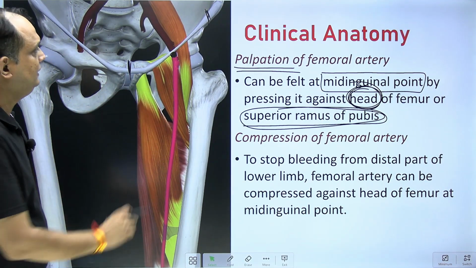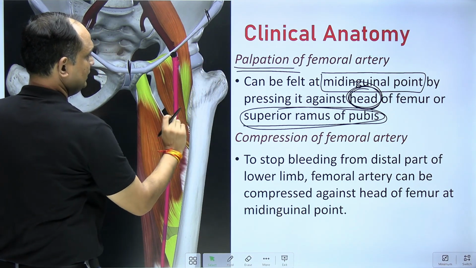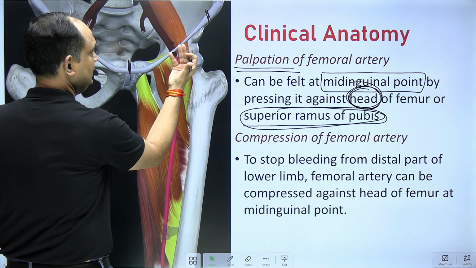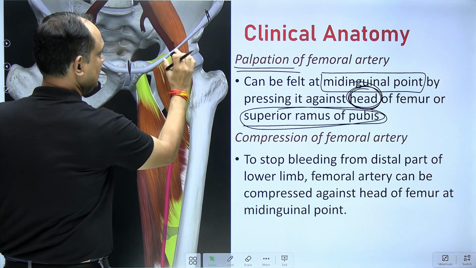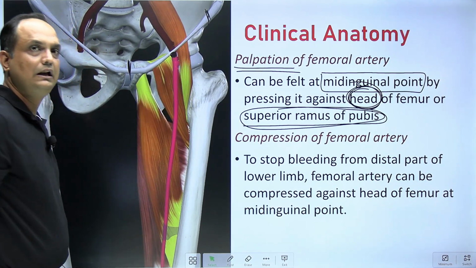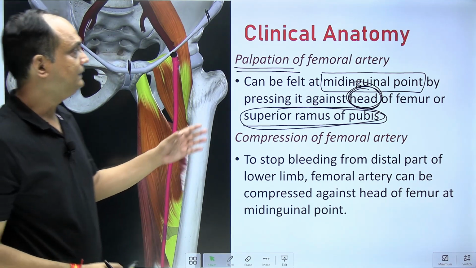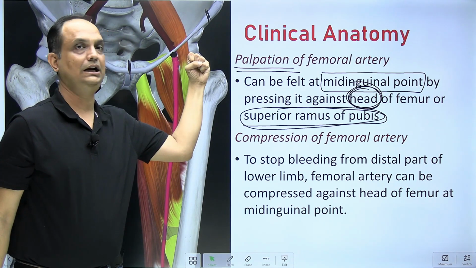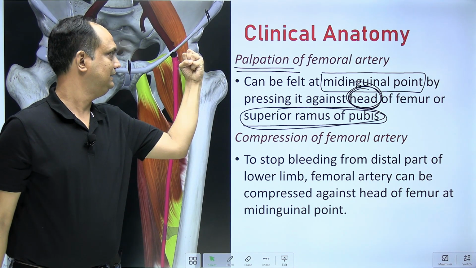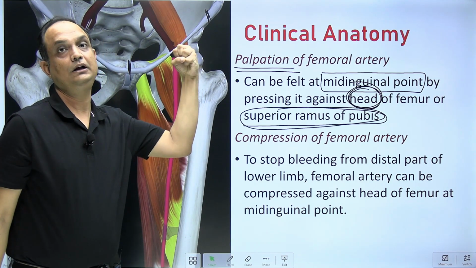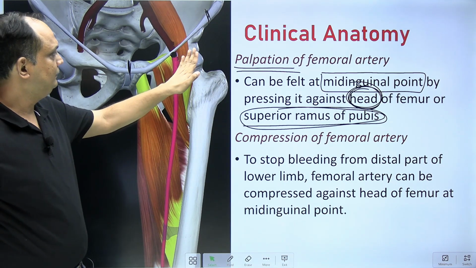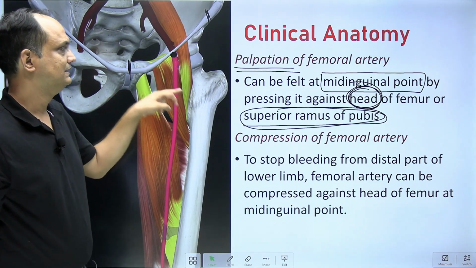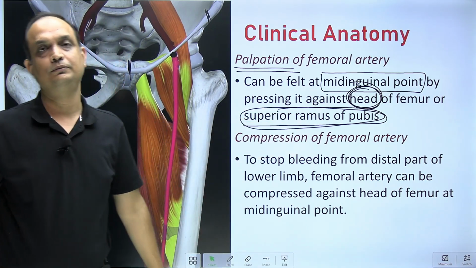Now, at this point, if my leg is externally rotated, now when you do the external rotation of the femur, what will happen? The head will protrude anteriorly. This head will go anteriorly, and now the artery can be felt very well against the head of femur. So, to palpate the artery against the head of the femur, the leg should be rotated laterally, and once the femur goes laterally, the head becomes prominent and comes out anteriorly. Otherwise, if your leg is internally rotated or in neutral position, then we use this ramus, and this ramus is the superior ramus of pubis.